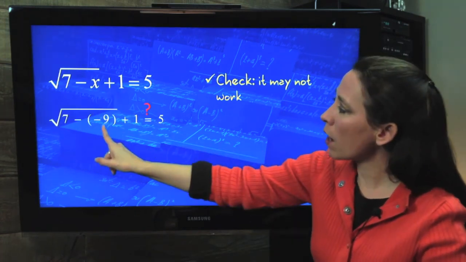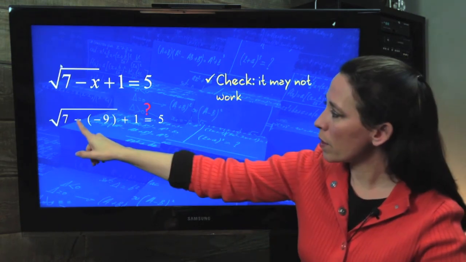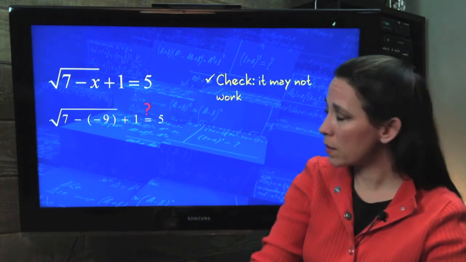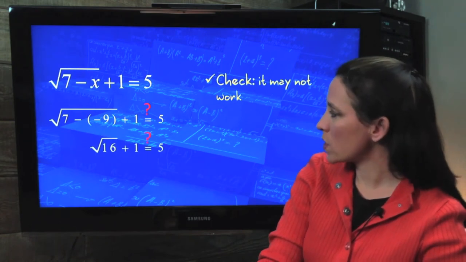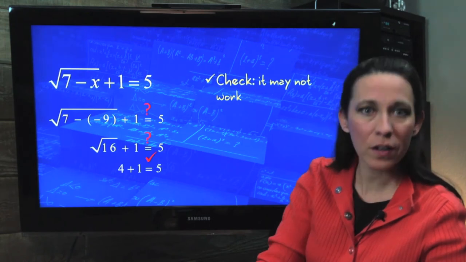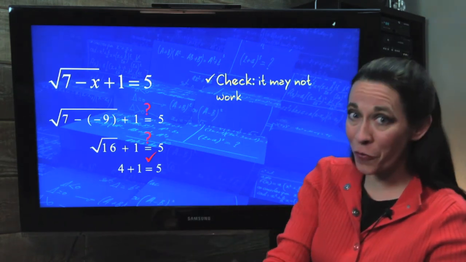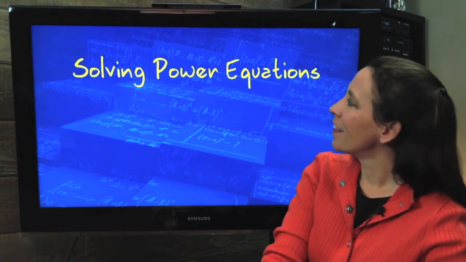So we're going to plug in our result of negative 9 in for x. Remember, a negative times a negative gives us a positive. So we get the square root of 16 plus 1 equals 5, and the square root of 16 is 4. So it works. 4 plus 1 is 5. So don't forget to check your answers.